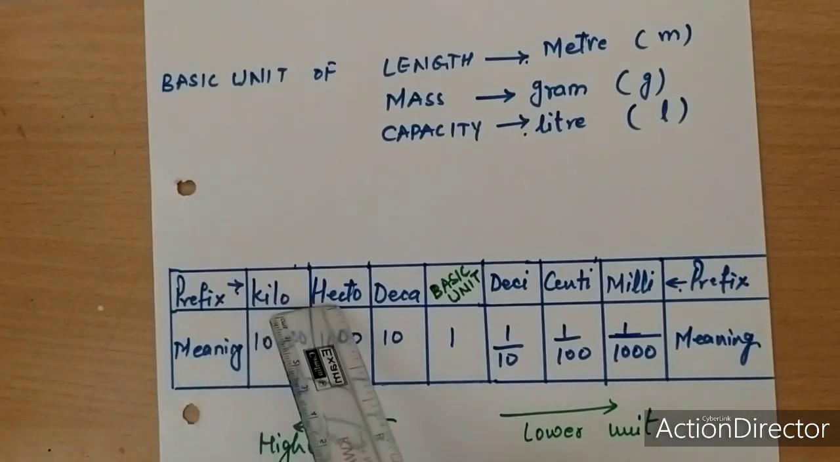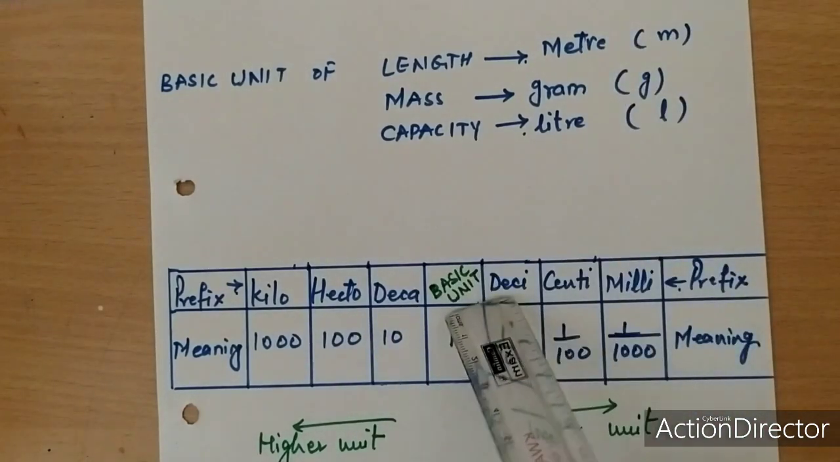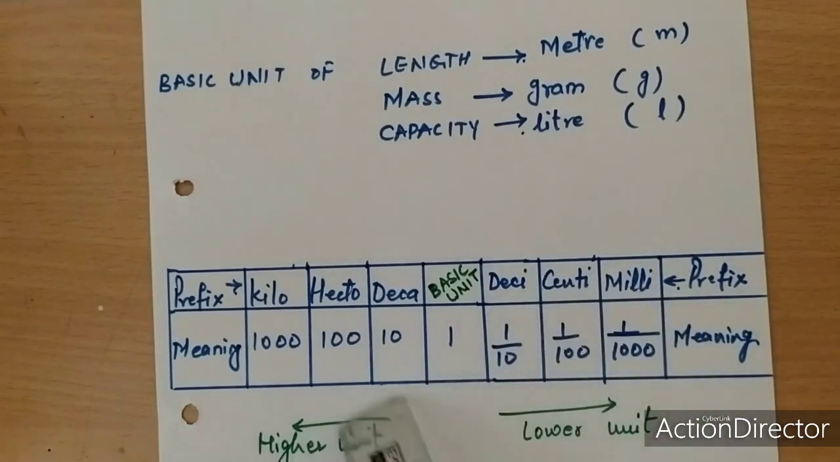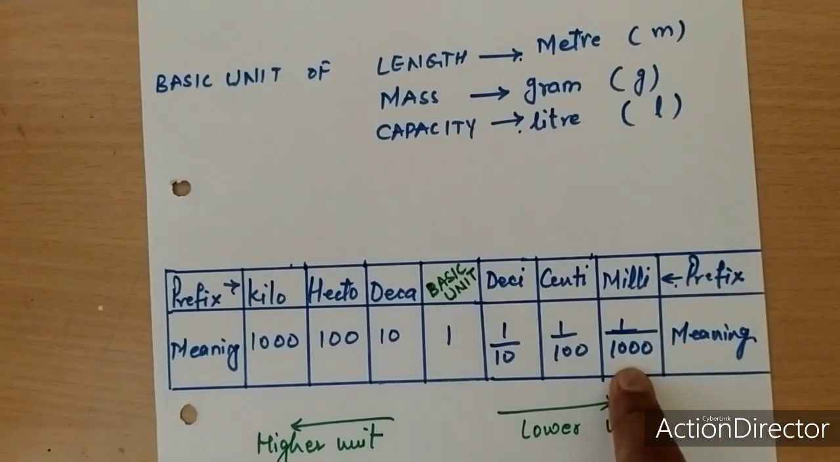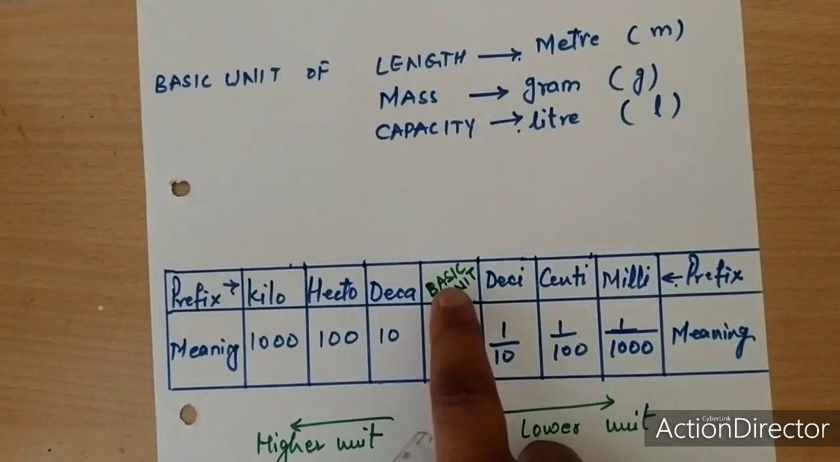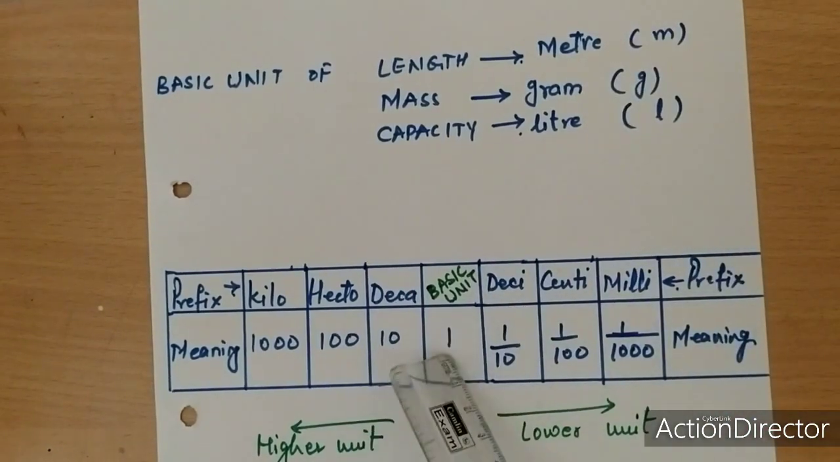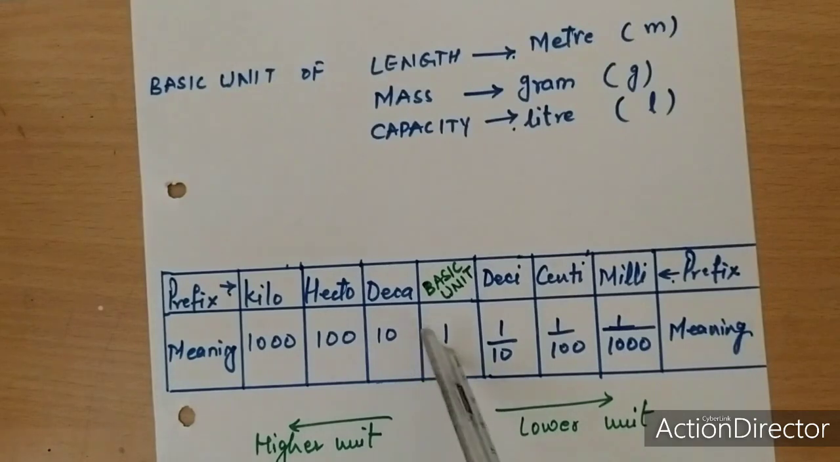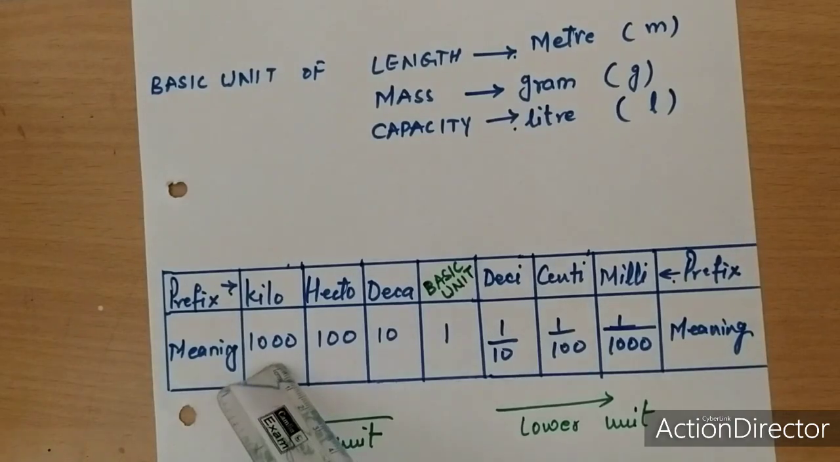That means kilo, hecto, deca, basic unit, and after that deci, centi and milli. Now we are going to give the meaning by the position or the place value. First of all, milli, the smallest prefix or smallest unit, is 1 by 1000, centi 1 by 100, deci 1 by 10, and whatever the basic unit you take, meter or gram or liter, it is at the place of 1, the ones place. Then deca is tens place, hecto hundreds place, and kilo thousands place.